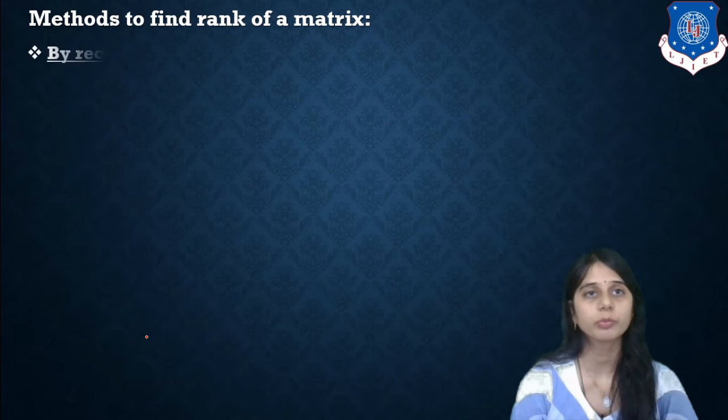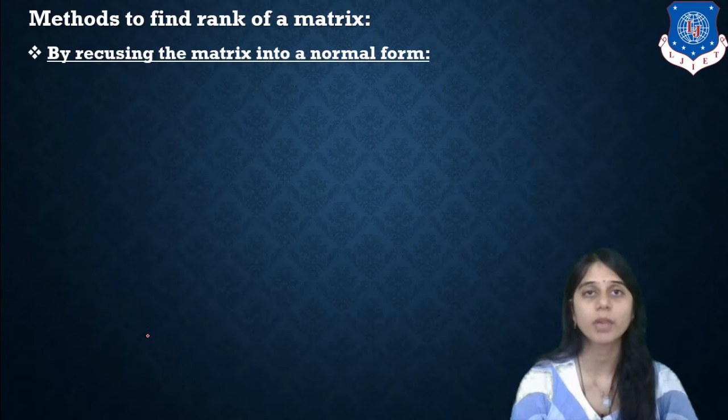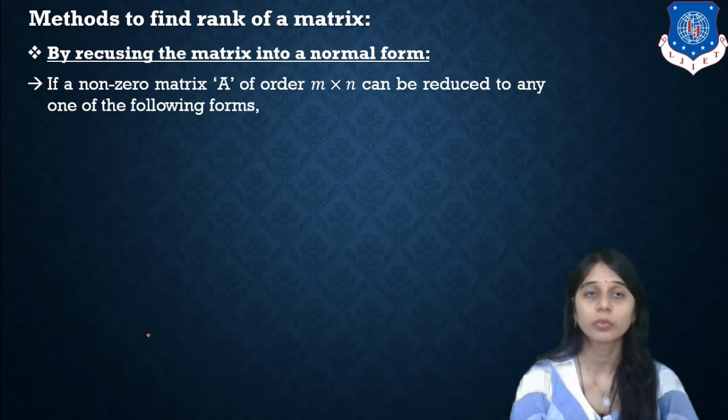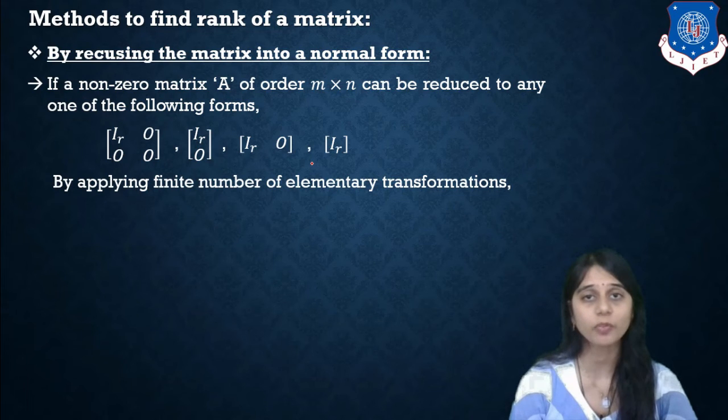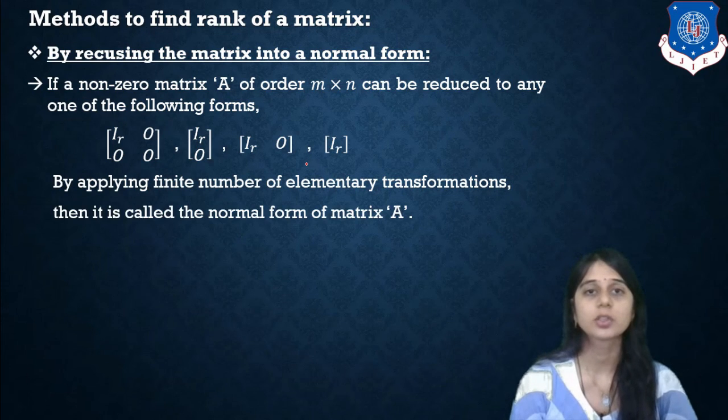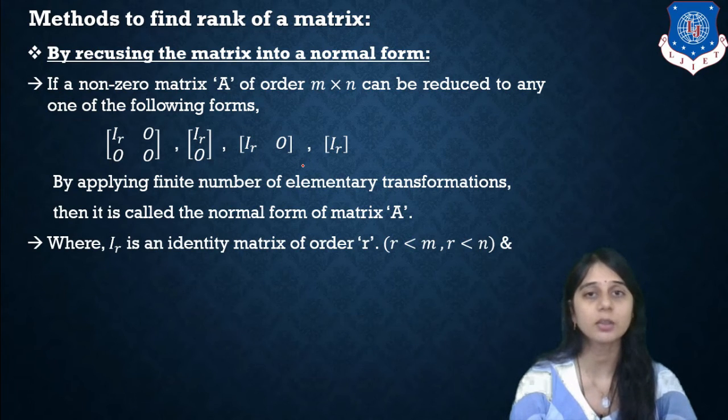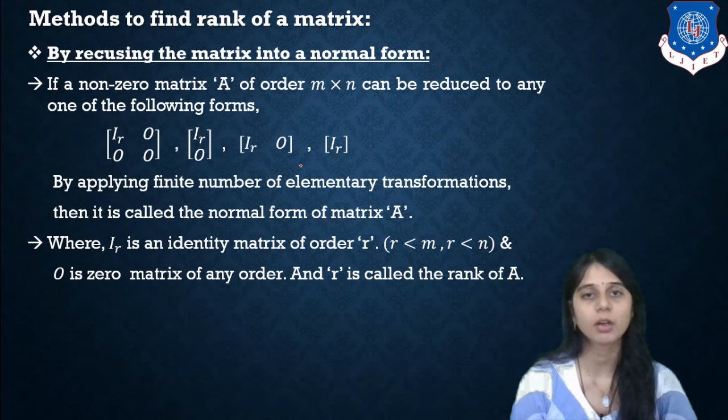Method to find the rank of a matrix by reducing the matrix into normal form. A non-zero matrix A of order m cross n can be reduced to one of the following forms: [I_r 0; 0 0], [I_r 0], [I_r; 0], or I_r, by applying a finite number of elementary transformations. Then it is called the normal form of matrix A, where I_r is the identity matrix of order r, where r is less than or equal to m and n, and 0 is a zero matrix of the appropriate order. And r is called the rank of A.